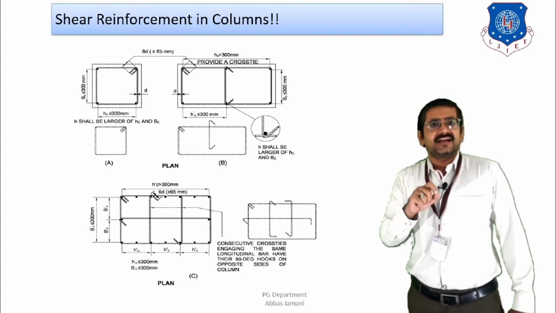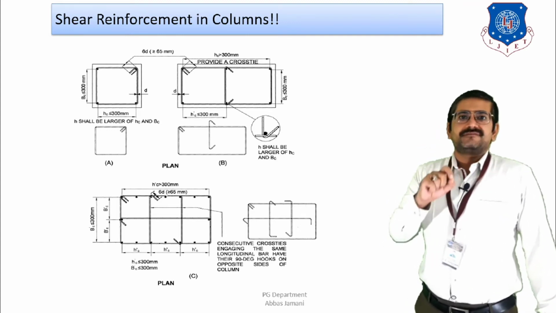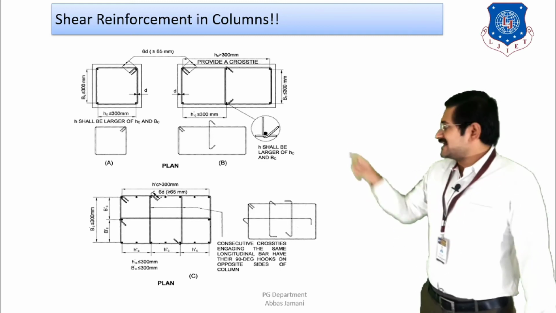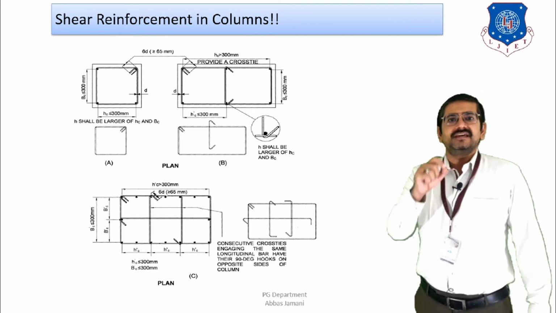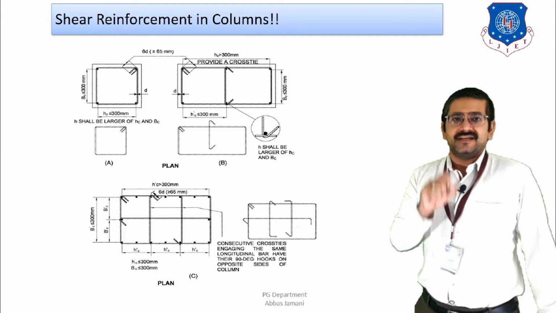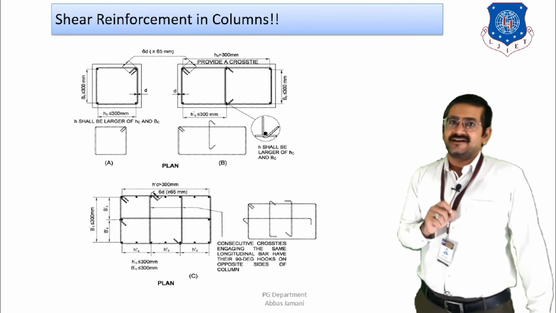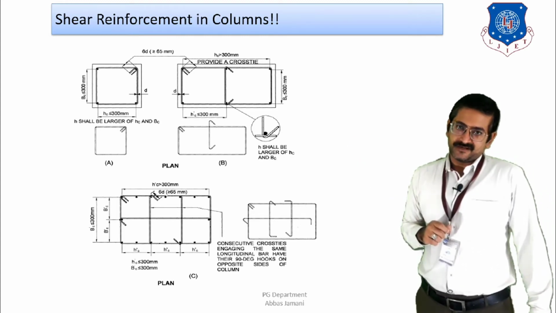Now IS 13920 is telling that if the minimum dimension of HC or BC is equal to 300 mm or less, then in that case only a single stirrup is sufficient to be provided. Again, that is, if the minimum dimension, the width of the column or height of the column, is less than 300, then a single closed stirrup is sufficient.